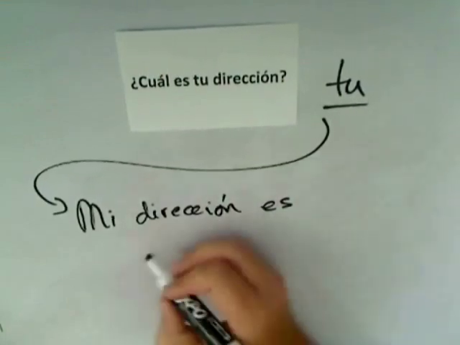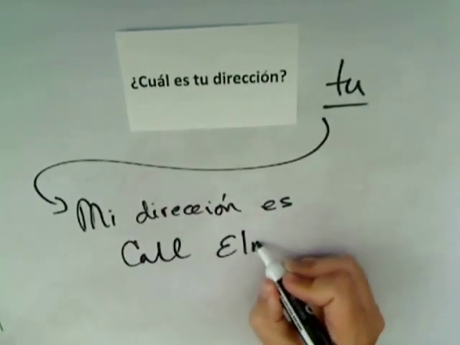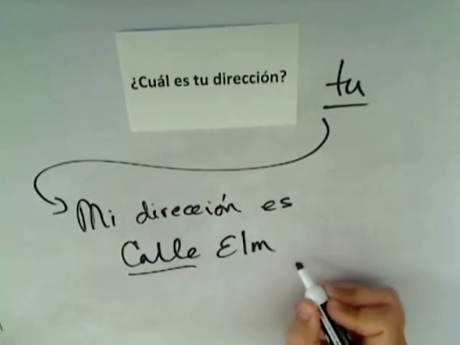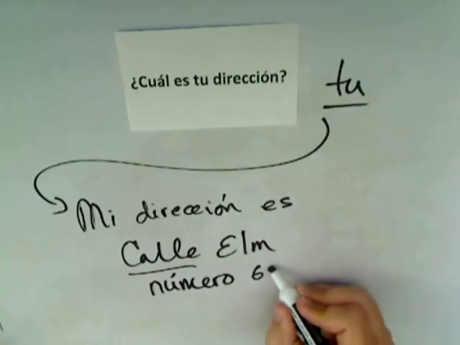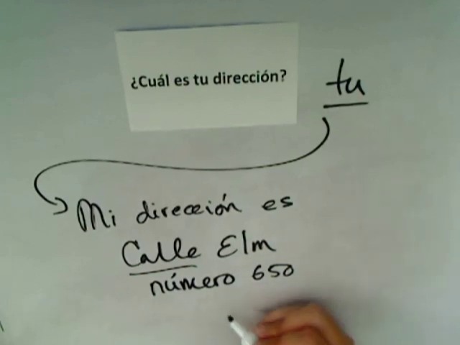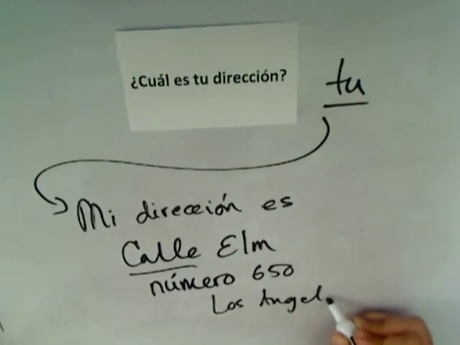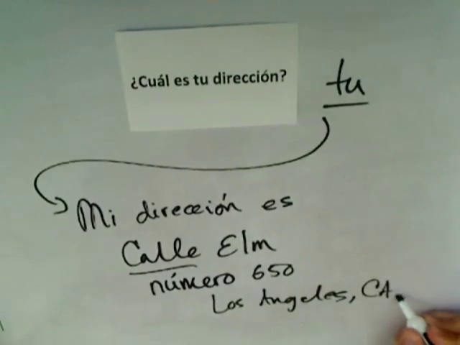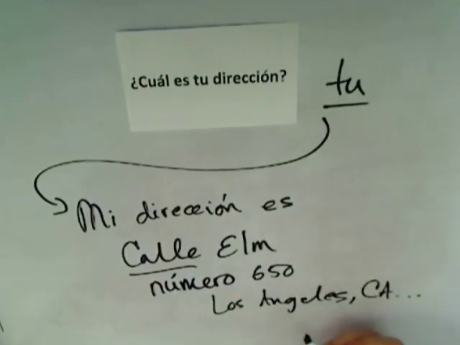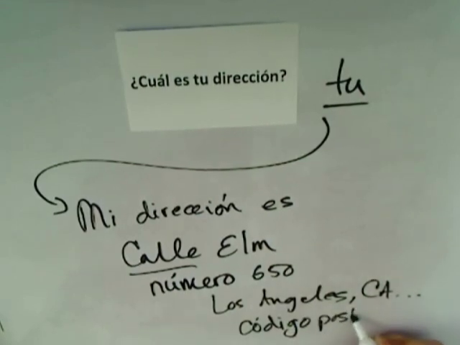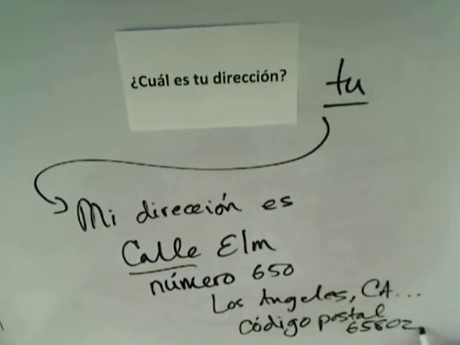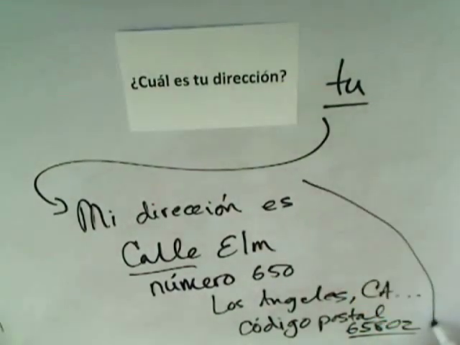Es, right? And then maybe calle, whatever it happens to be, we'll use a tree, street. Calle Elm, número, this is when you're saying it out loud, right? Número 650, or something like that, and then the city, right? Los Angeles, California. I don't know why I keep using LA as the example. And then you add in the United States, your zip code, which in Spanish might be código postal, right? Código postal. I don't know LA zip code, so I'll use a Missouri zip code, 65802. Okay, so this is how you might give your address in Spanish.